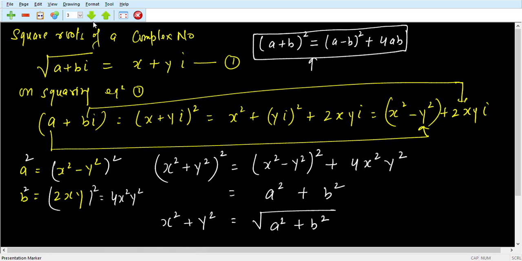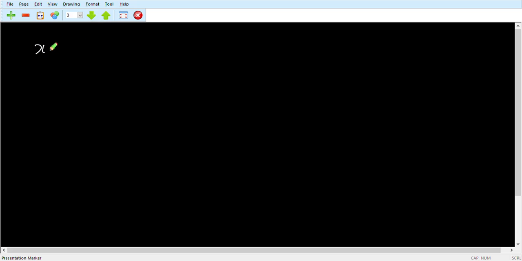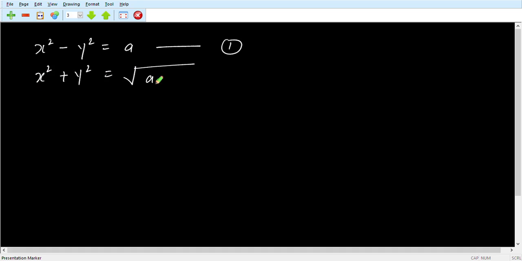So now I am having two equations. The first equation, I got x^2 - y^2 is equal to a. Let us suppose this is equation 1. And another equation is x^2 + y^2 is under root a^2 + b^2. Okay, so this is equation 2. If I want to find out the value of x and y, then I have to add equation 1 and 2.